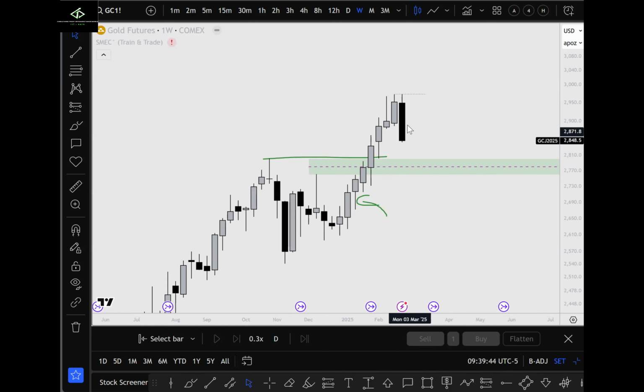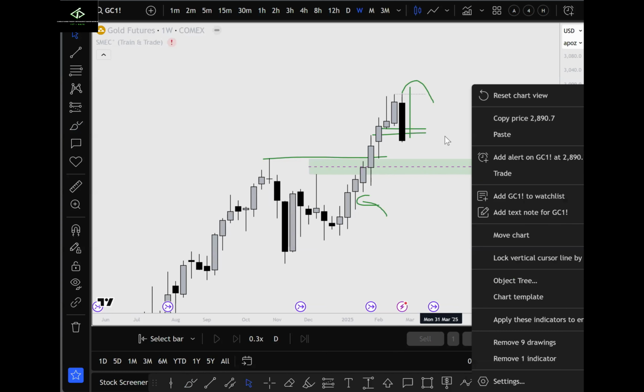So for me, I'm still going to be looking for gold sells. And again, I could be wrong, and the next weekly candle could just rip, and this was just a liquidity pool sweep, and I get stopped out. But I'm okay with that.